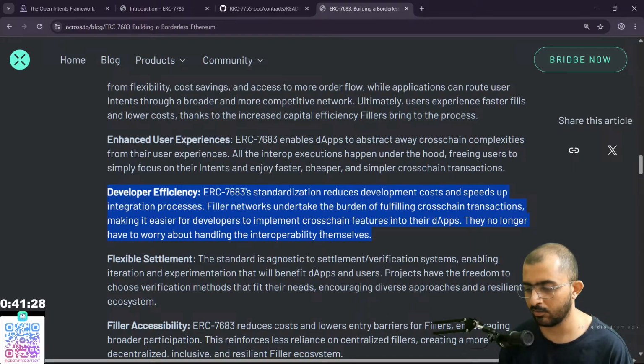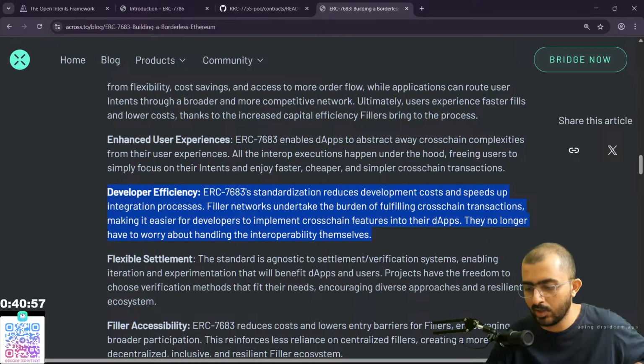ERC 7683's standardization reduces development costs and speeds up integration processes. Filler networks undertake the burden of fulfilling cross-chain transactions, making it easier for developers to implement cross-chain features into their apps. They no longer have to worry about handling interoperability themselves.